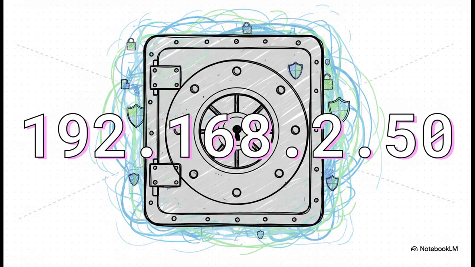Which leads us to the ultimate target, IP address 192.168.2.50. This is the secure HR database vault. It is packed to the brim with sensitive employee records and buried in a completely separate, heavily guarded network segment. To the outside internet, this IP address is a total ghost. It is completely invisible and, theoretically, completely unreachable.